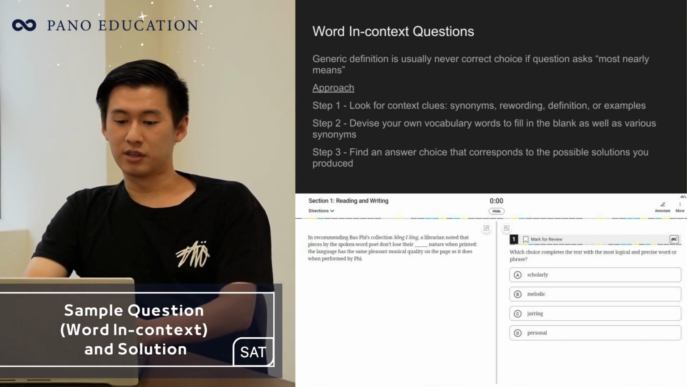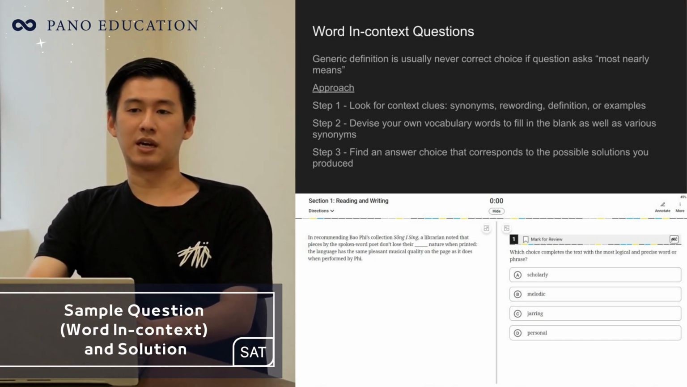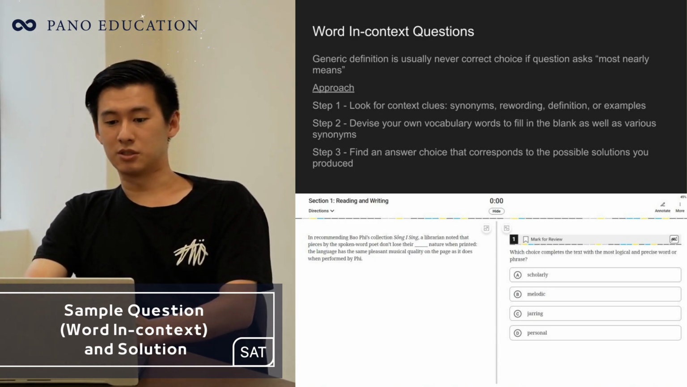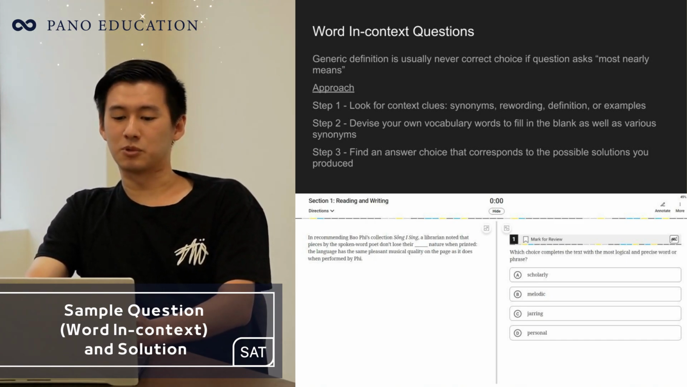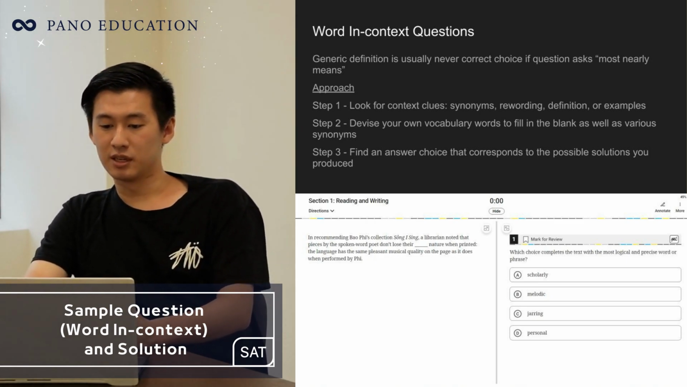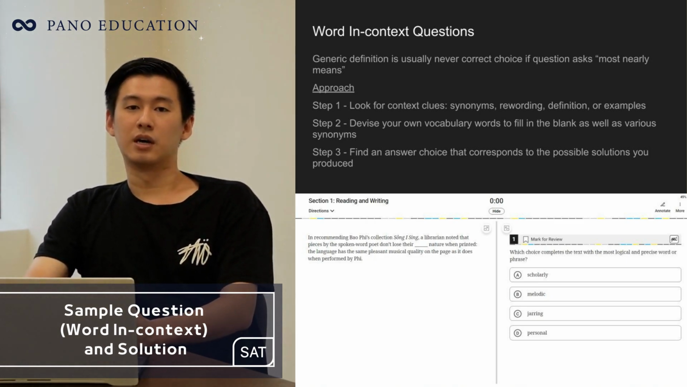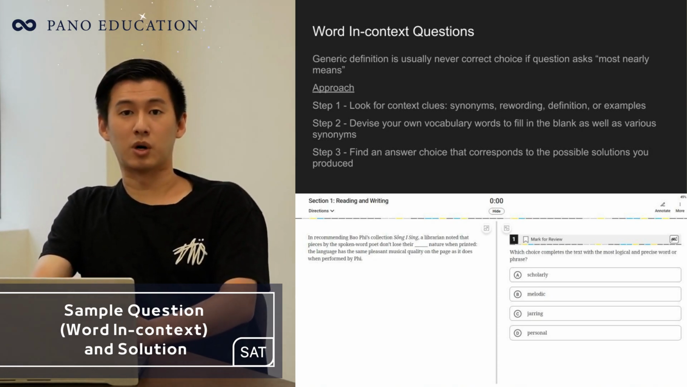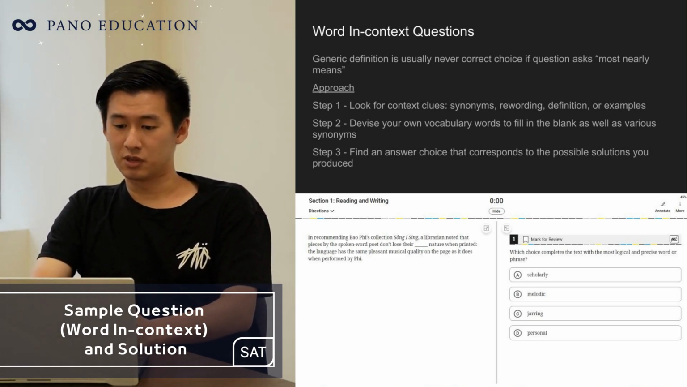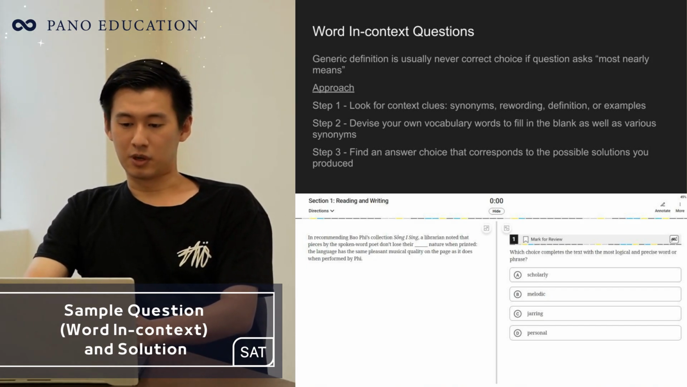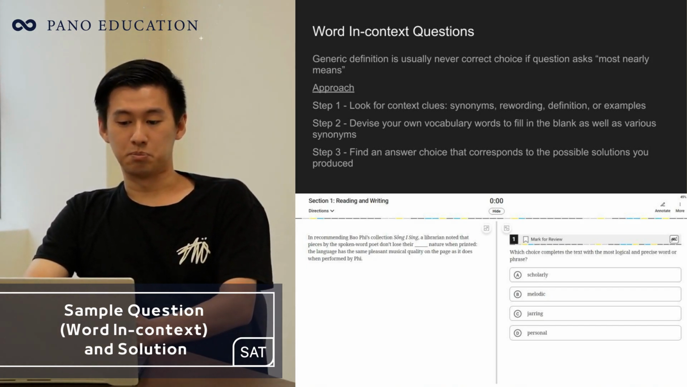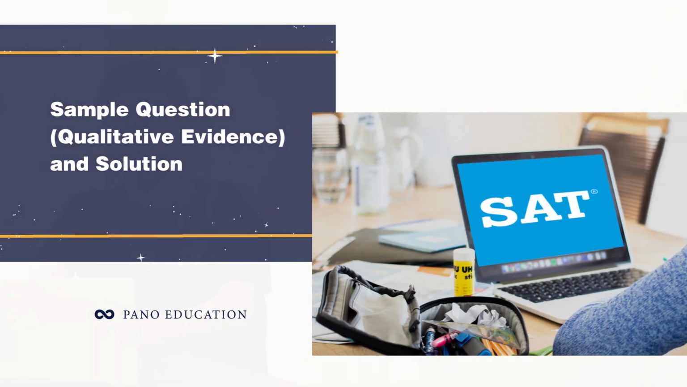C, jarring. Jarring means a sound that is very shocking, very abrupt. So this probably does not correspond to the idea of pleasant. And D, personal. Again, we're looking for something about the quality, not about Balfi himself. So, using process of elimination, B, melodic would probably be the correct choice here.